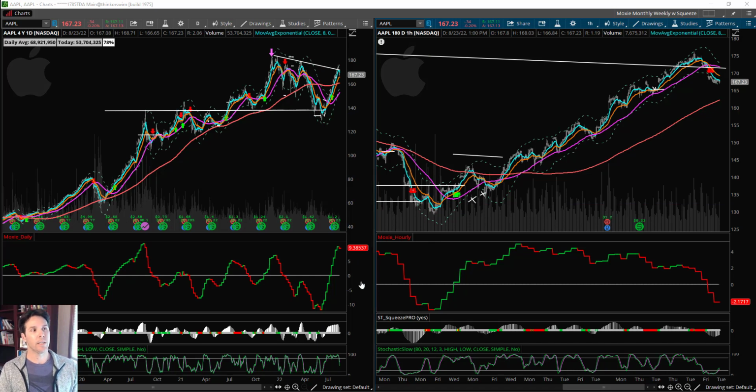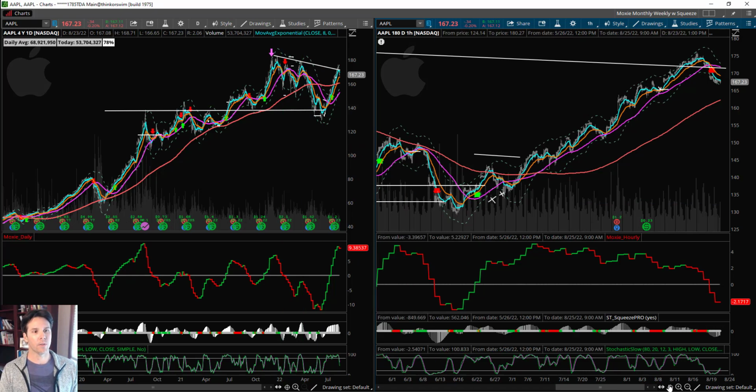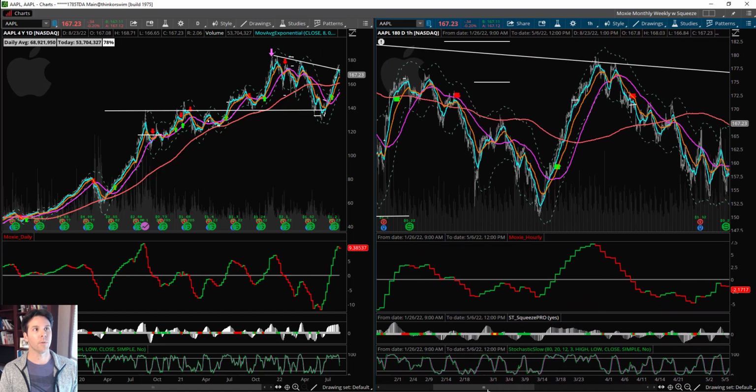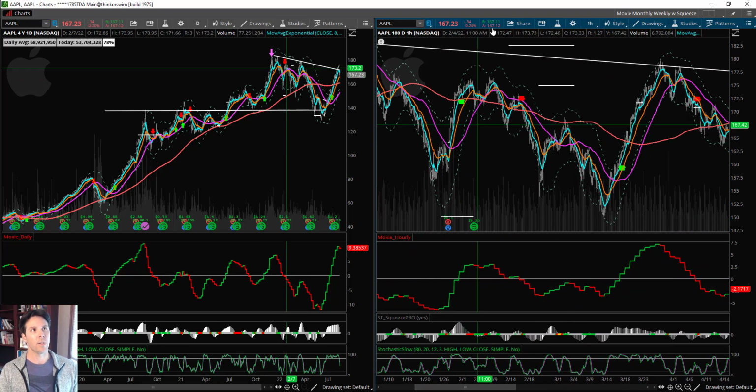Another thing you want is, let me see if I can find this one. This is a good example here with Apple too. There we go. This is perfect. So here on the hourly chart, the two-part rule is you want price over the 50 and you want the Moxie indicator at or crossing over zero at the same time. So timing is important. And let me show you this timing.